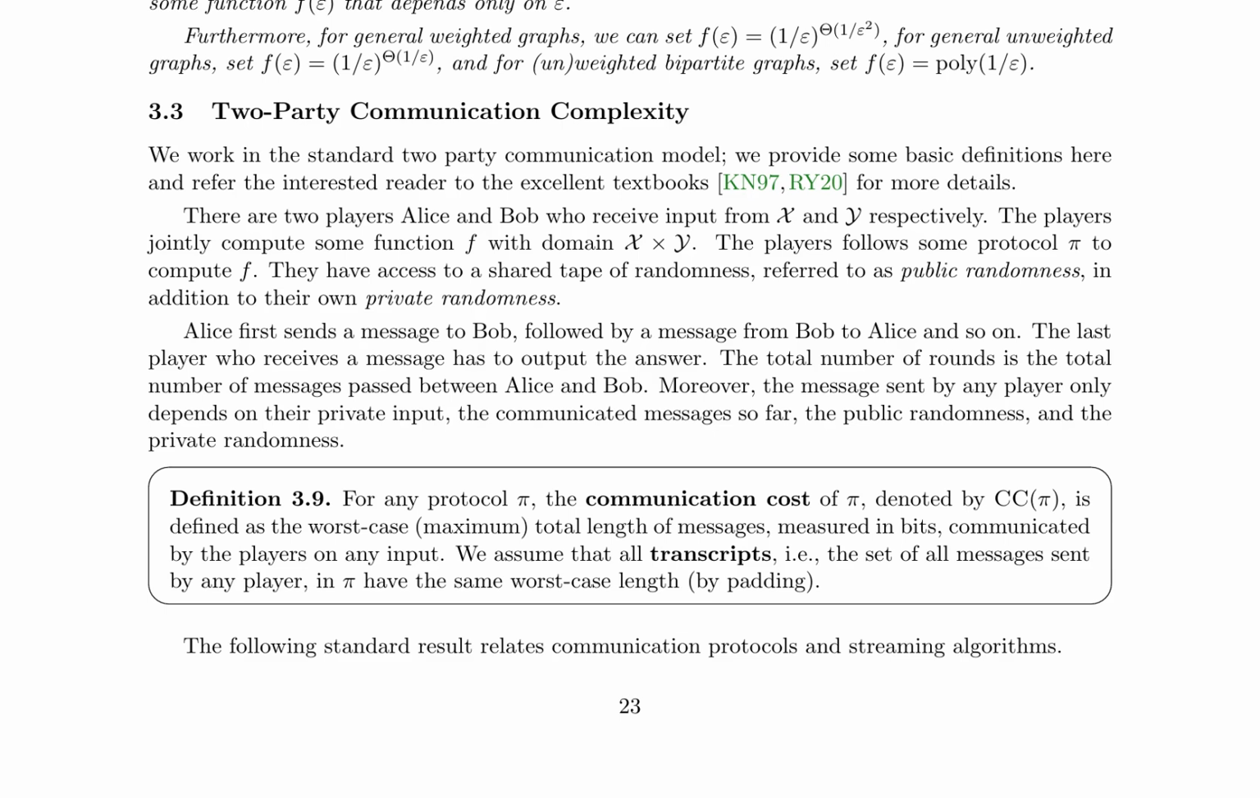0. Secondly, the two-party communication complexity model is introduced, where two players, Alice and Bob, receive inputs x and y respectively and jointly compute some function f with domain X times Y. The players follow some protocol pi to compute f, having access to a shared tape of randomness, referred to as public randomness, in addition to their own private randomness. The communication cost of a protocol pi is defined as the worst case, maximum, total length of messages, measured in bits, communicated by the players on any input.